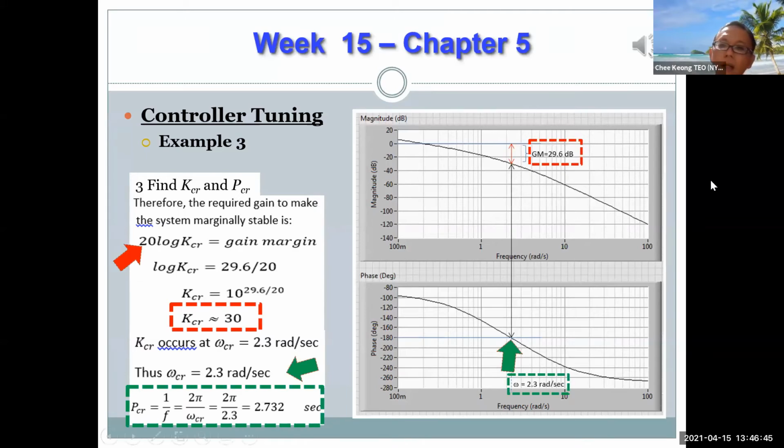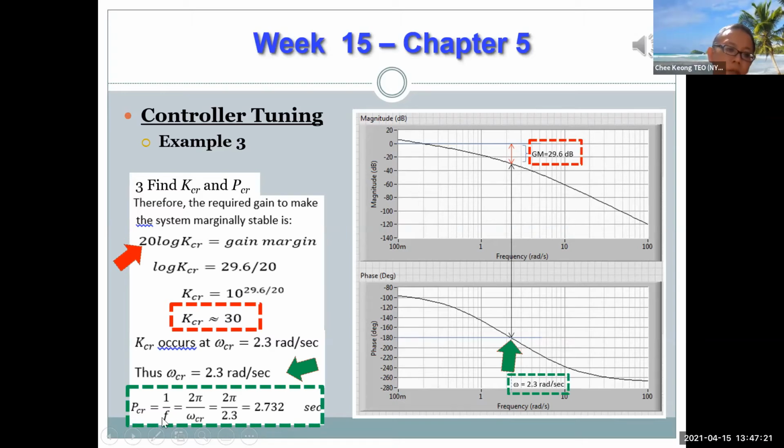So therefore, using this gain margin information, if you equate it, my Kcr is approximately 30. So if I shift my gain up 30 times, that means increasing my gain by 30 times, it will probably oscillate. And at what frequency will it oscillate? It oscillates at the phase crossover frequency, omega PC. And if you read it, it's about 2.3 radians per second. So 2.3 radians per second is the critical frequency omega. And omega is actually 2 pi over f, right?